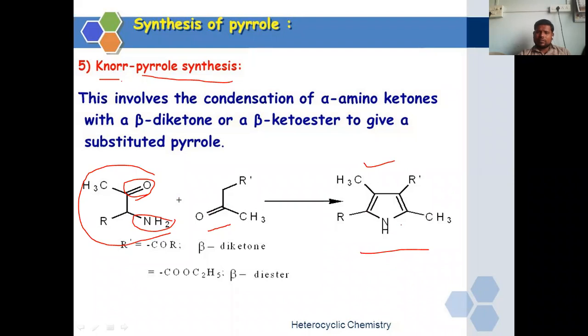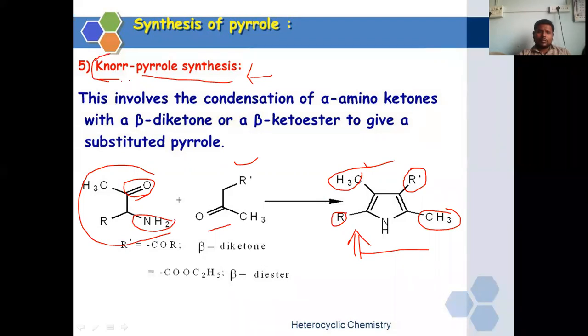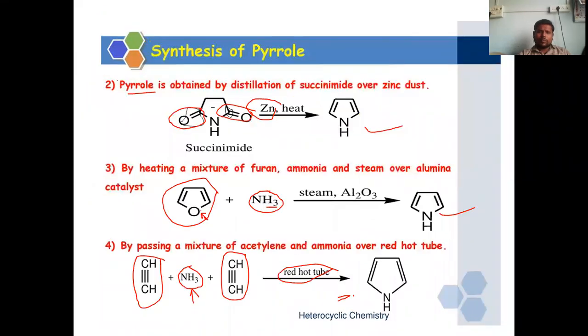This is called a pyrrole, but there is a substituent along with this ring. A substituted pyrrole can be synthesized very easily by this method, but it is not purely used for the preparation of pyrrole. That's why it is not mentioned in your syllabus, because we are studying pyrrole. This is not a part of your syllabus. Only three methods are given: first from succinamide, second from furan, and third from the acetylene molecule.